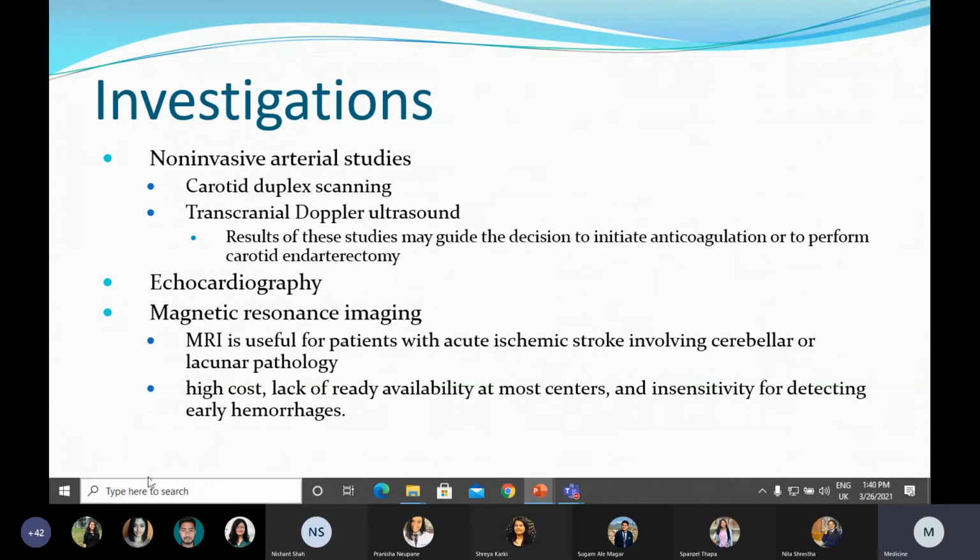Even MRIs are nowadays done, and this may be quite useful in acute ischemic stroke, because in CT scan, sometimes what happens is, if you do a CT scan of a patient within 6 hours of the incident, then the CT scan may be normal, but MRI can pick up those lesions, and thus it will help the patient.